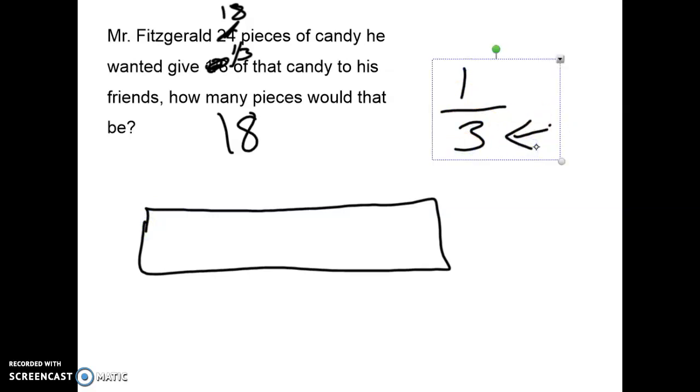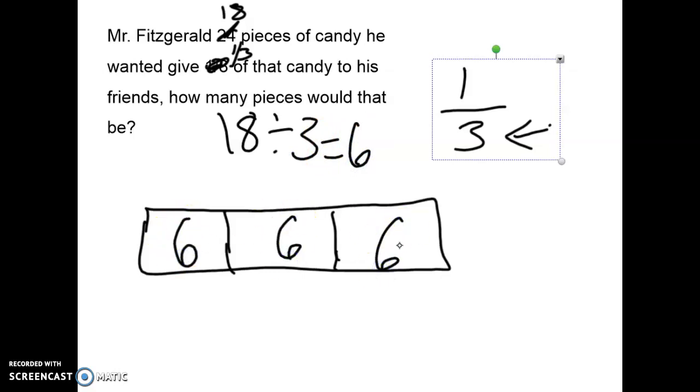We want to say, how many equal pieces does there need to be? Well, there needs to be 3 equal pieces. There's our 3 equal pieces in our fraction bar. We then say 18 divided by 3, which we know is 6. So each piece would be 6. Each piece of the 3 would be 6 pieces of candy. The final answer would be 6 pieces because we're looking for one of those 3. Alrighty, thank you.